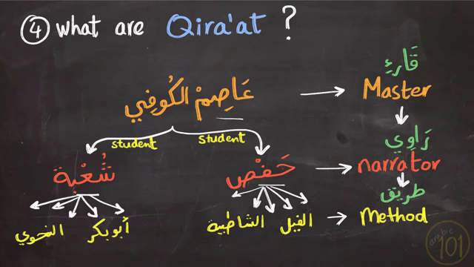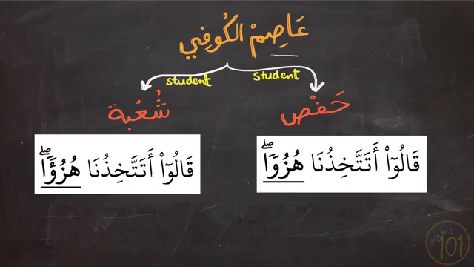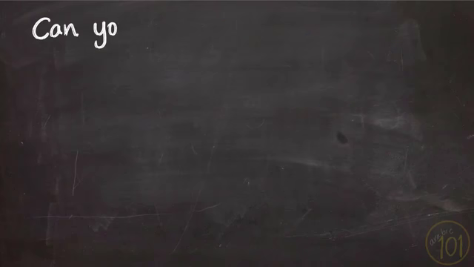Let's have a look at an example that involves the Qira'ah of Asim from 2 different narrators. So the first one will be Hafs an Asim, and the second one will be Shu'bah an Asim. قالوا أتتخذنا هزوا. قالوا أتتخذنا هزوا.